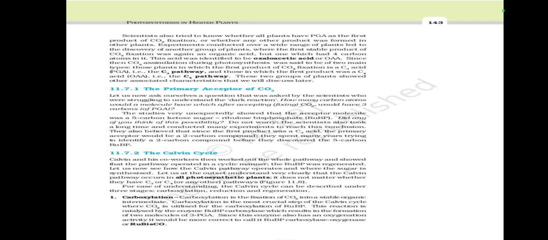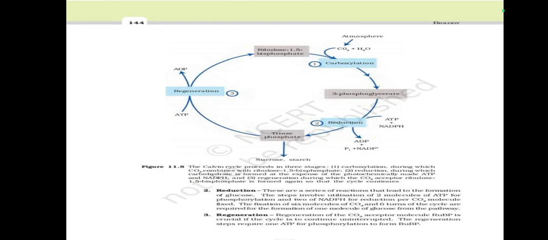As in the figure, the Calvin cycle proceeds in three stages: carboxylation, during which the CO2 combines with the ribulose 1,5-bisphosphate; reduction, during which carbohydrate is formed at the expense of the photochemically made ATP and NADPH; and third, regeneration, during which the CO2 acceptor ribulose 1,5-bisphosphate is formed again, so that the cycle continues. Second is reduction.